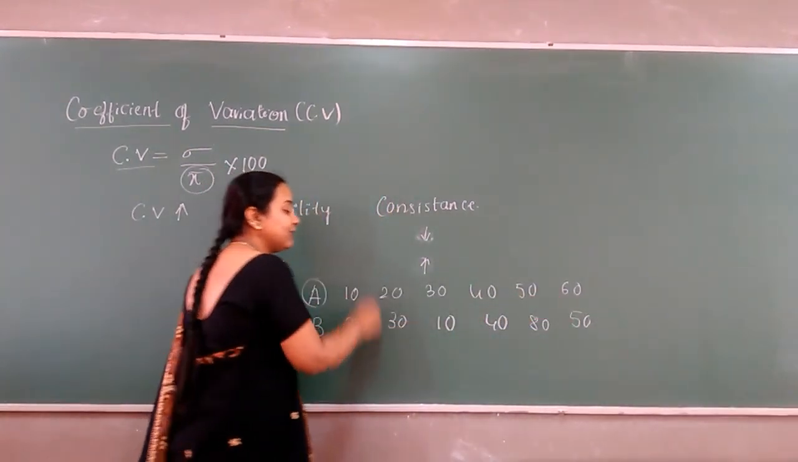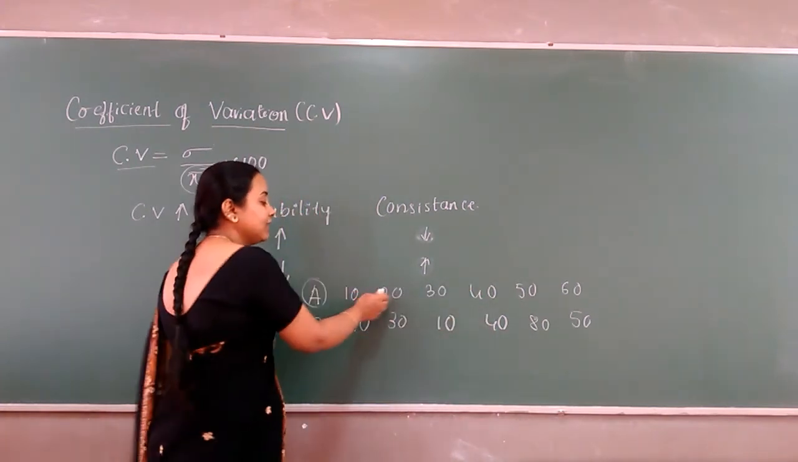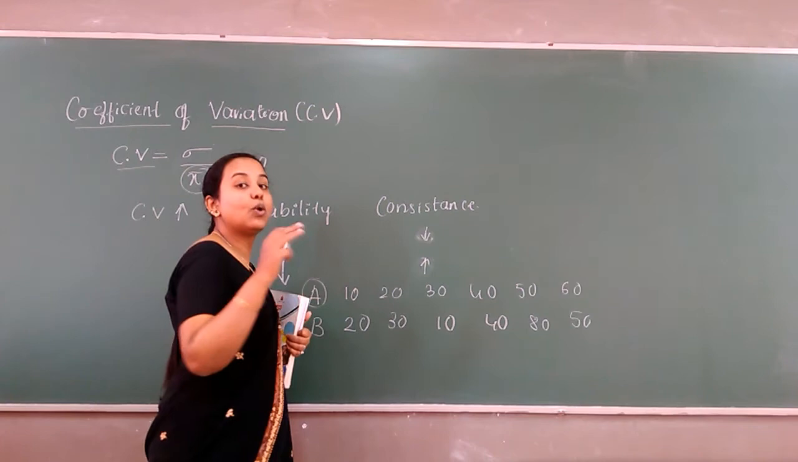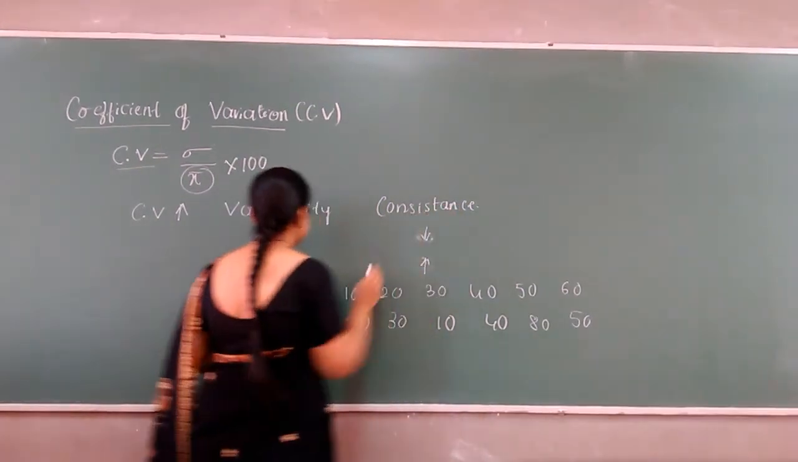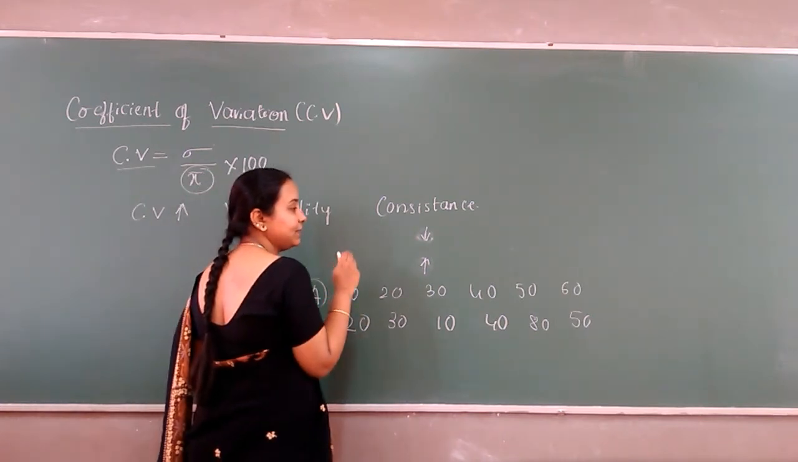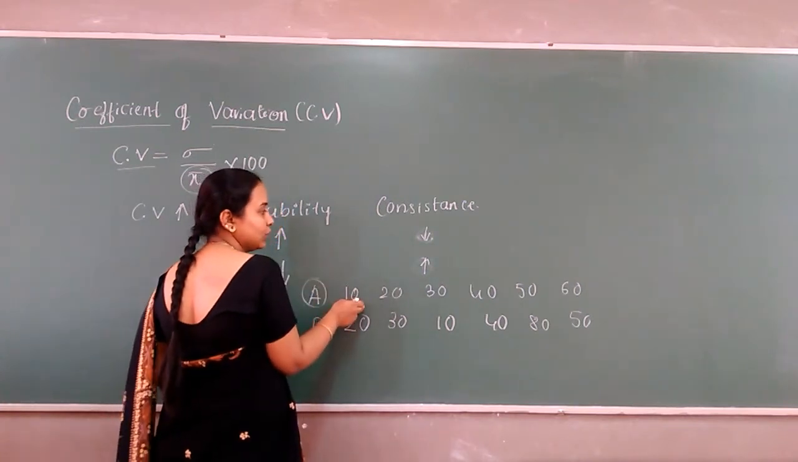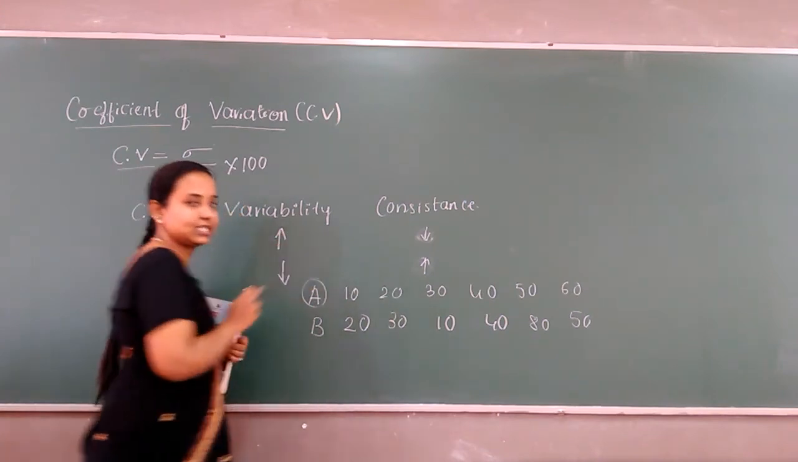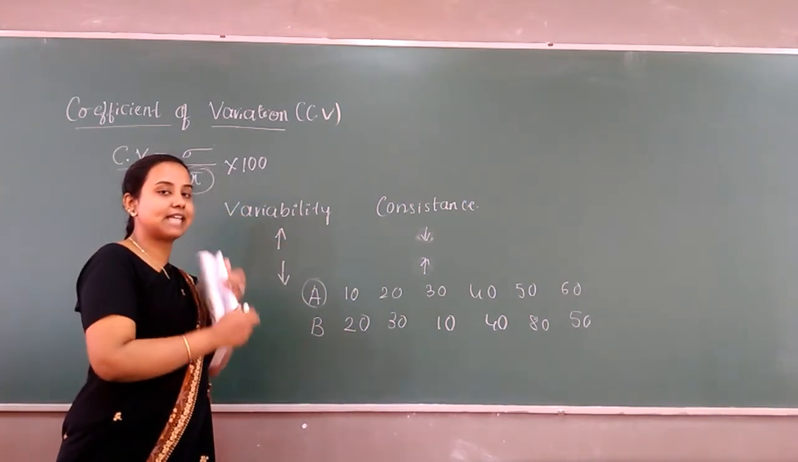So you can see that the variation is what here? It is less. So here the variation is less. So what does it mean? Consistency is more. Okay, so if variation is more, then consistency will be less. So variability is more, right? Consistency will be more or less. Better let us understand this with an example.